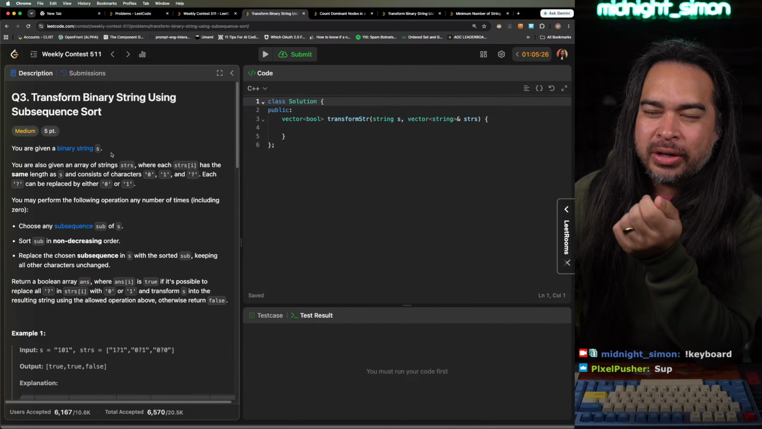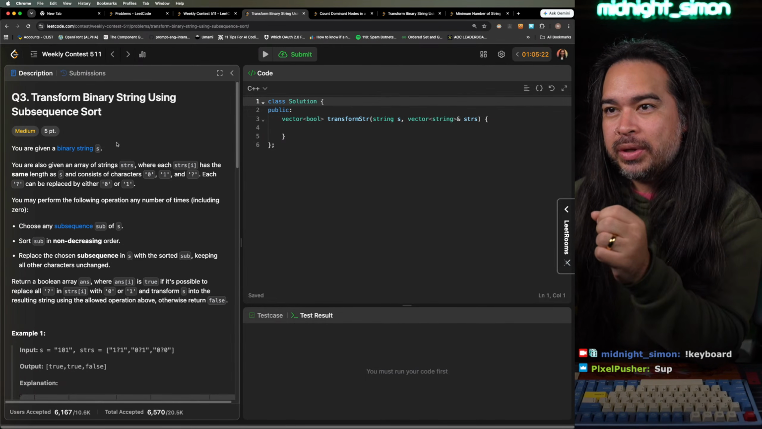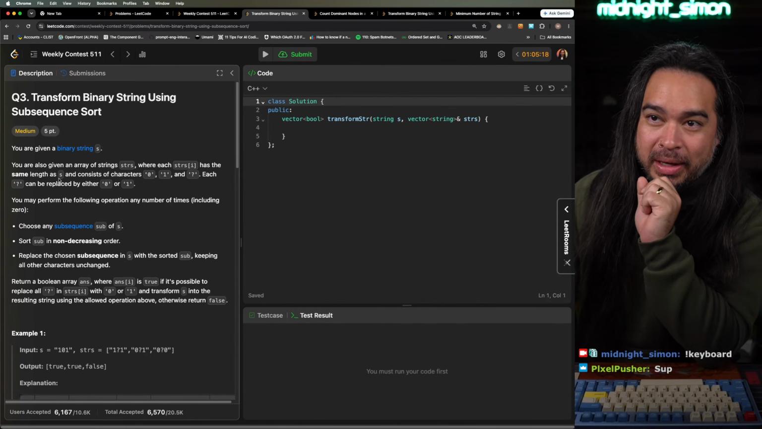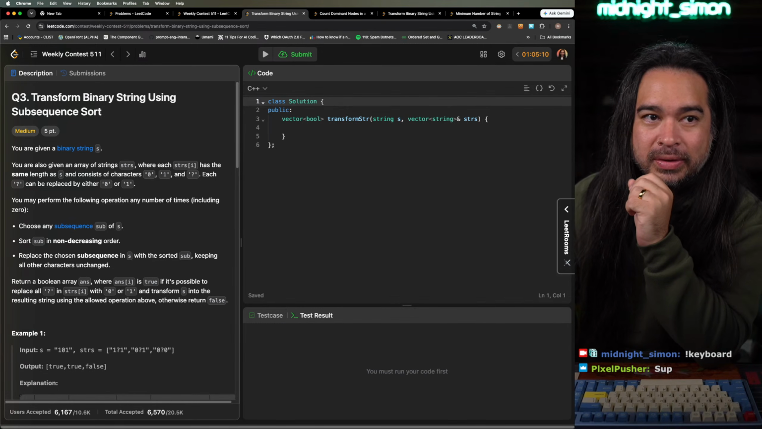You're given a binary string S. You are also given an array of strings, strs, where each strs I has the same length as S and consists of characters 0, 1, and question mark. Each question mark can be replaced by either 0 or 1.